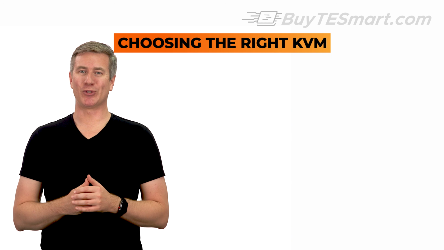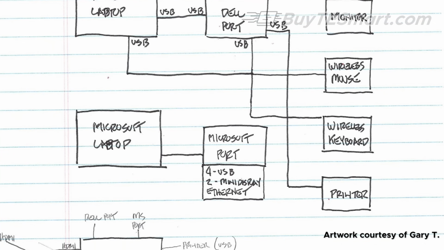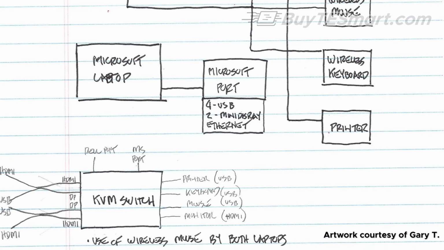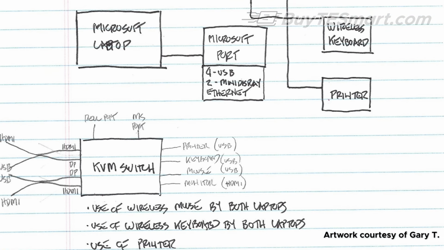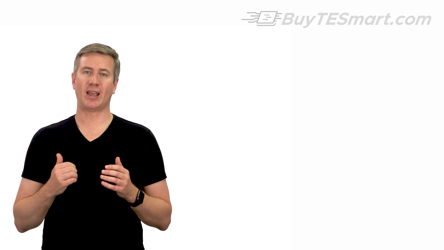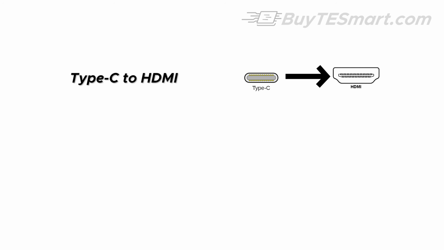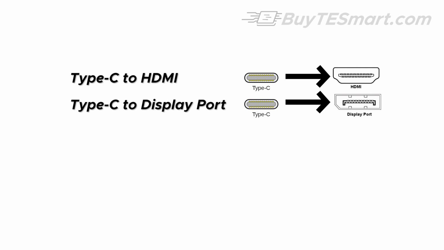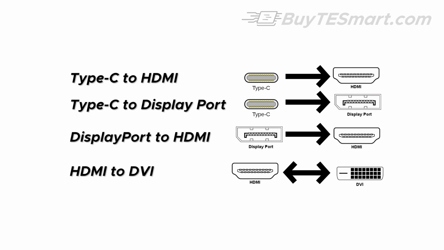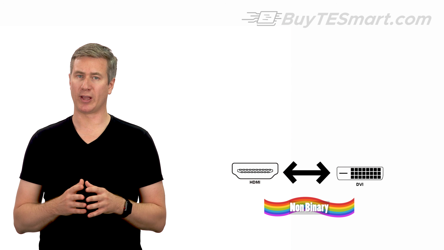The first step to choosing the right KVM is to list the connections that your computers already have. Each computer needs to make 2 video connections, and you may need to convert one or both of these. Some conversions are easier than others, and we find that these are the 4 most common: Type-C to HDMI, Type-C to DisplayPort, DisplayPort to HDMI, and HDMI to or from DVI. This last one is bidirectional, so one adapter can go either way.